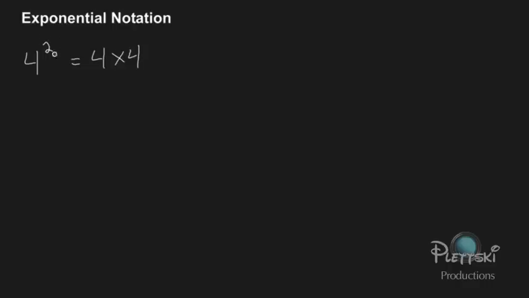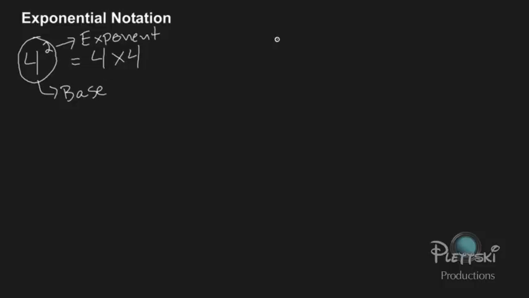Now, the parts of this notation, the parts of 4 squared: the 4 is what we call the base. The base. And then the 2, that's what we call the exponent. The exponent. And the base is what we call the factor. And the whole thing we could also call a power, where all the factors are the same. So the factors would be 4, and you'd have 2 of them. So you have 2 4s, 4 times 4.